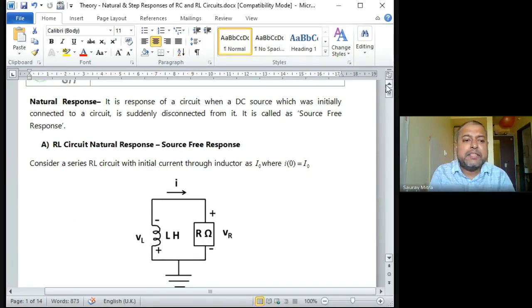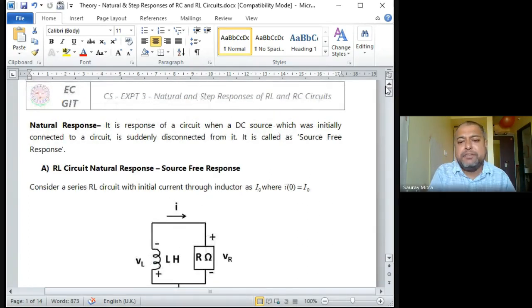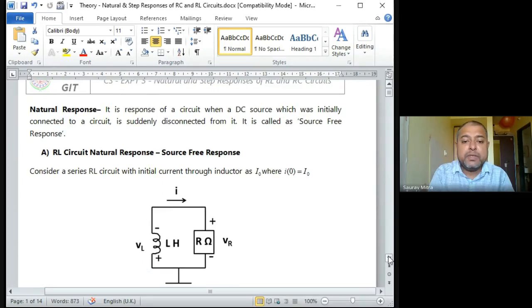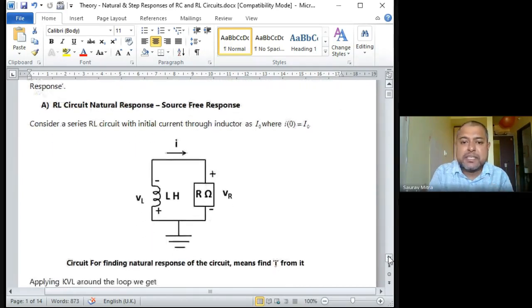So we'll start with the natural response of RL. What is the definition of natural response? You have to say that it is the response of a circuit when a DC source which was initially connected to the circuit is suddenly chopped off or disconnected from it, and it is called a source-free response. So this is the natural response. Consider a series RL circuit with initial current through it as I0, and then suddenly the source was disconnected.